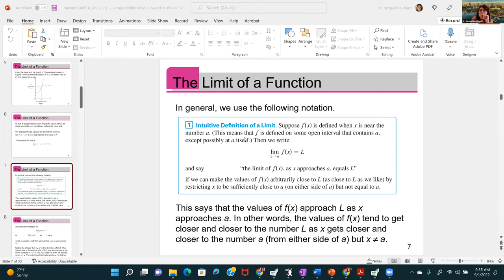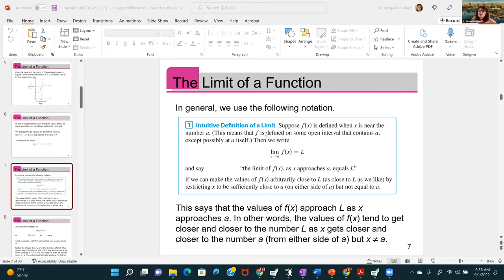The intuitive definition. Suppose some function f of x is defined when x is near the number a. So like in the last example, when x was near 2. So this means that f is defined on some open interval that contains a. We don't care about a itself. Like in the last problem, we didn't really care about the number 2 itself. We're really just looking at approaching a value. We don't care about whether or not the function is defined at 2, or at a in general.